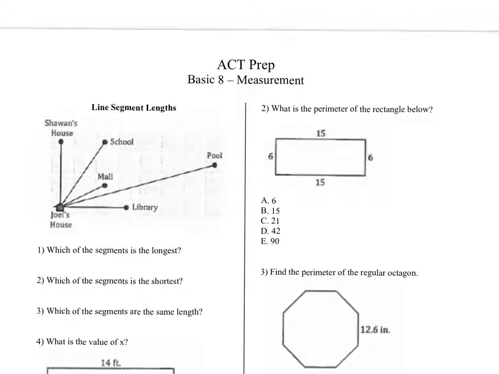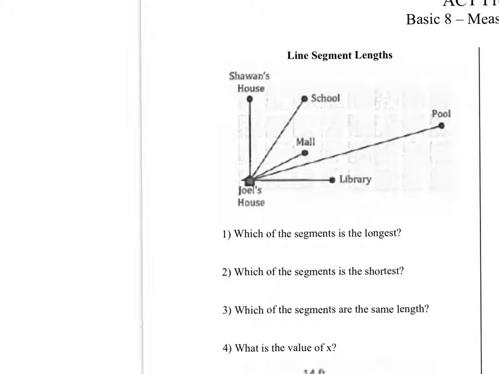All right, this is the last basic lesson. This is called measurement. And that sounds like a simple thing, but measurement can get pretty complicated. We have this picture here, and we have these different lengths of each of these segments. So essentially what this is saying is we got Joel's house here, and then we have how far it is from Shawan's house, the school, the mall, the pool, and the library.